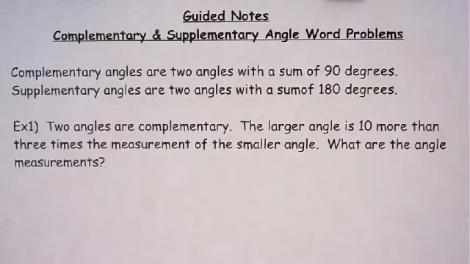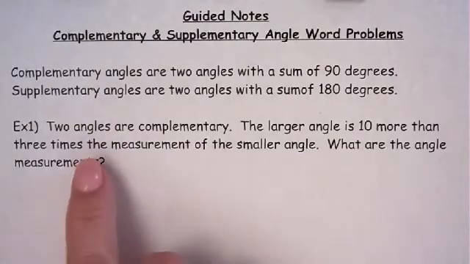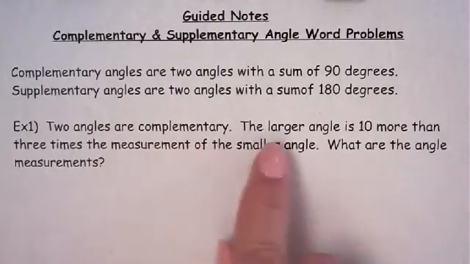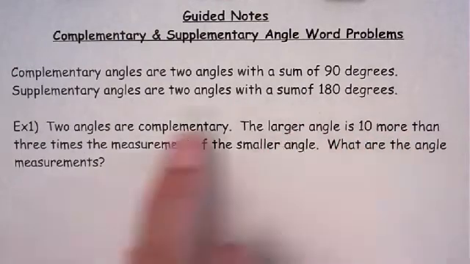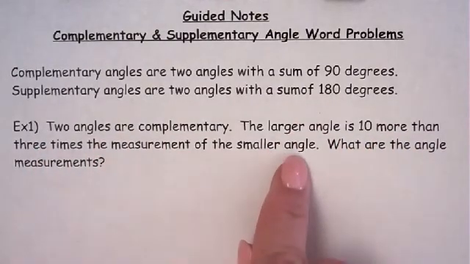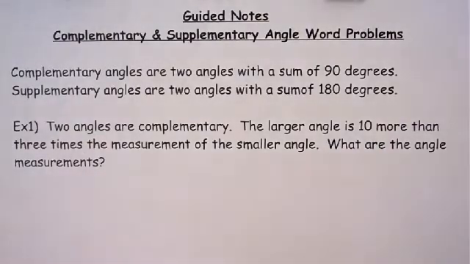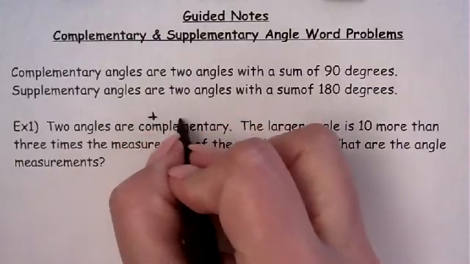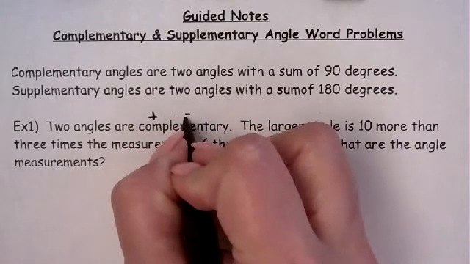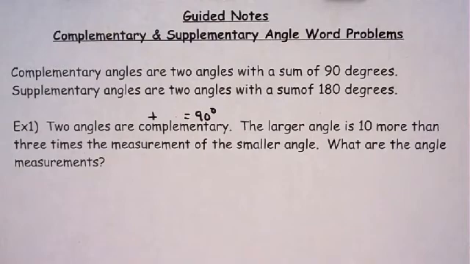Now, this is kind of similar to those coin problems and a couple of the other ones that we've done, because of how you can read the problem to help you set it up. So let's look at example 1. Two angles are complementary. The larger angle is 10 more than 3 times the measure of the smaller angle. What are the angle measurements? Now we know they're complementary, so when I add them up, they're going to equal 90 degrees. Now, look at the next sentence. This tells you how they're related.